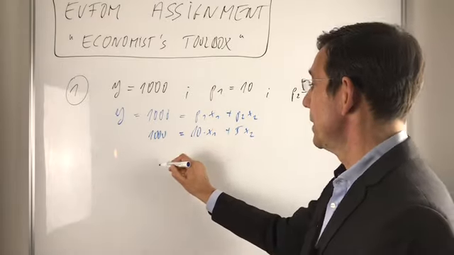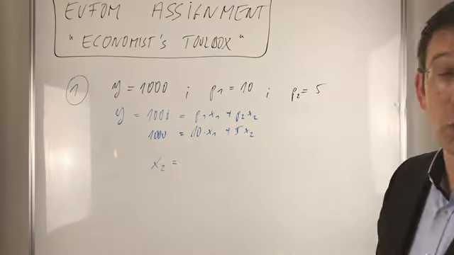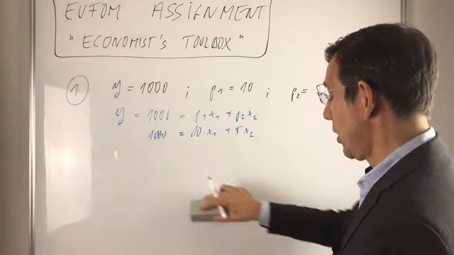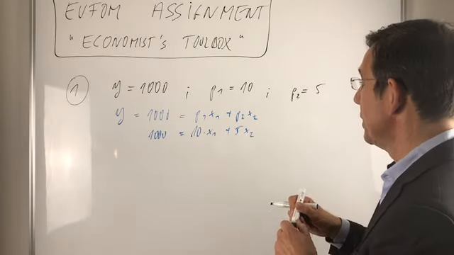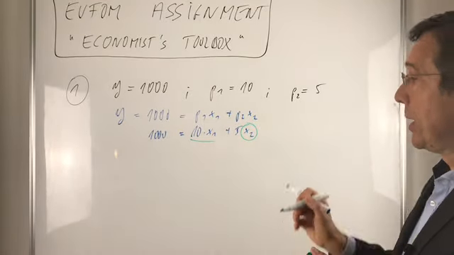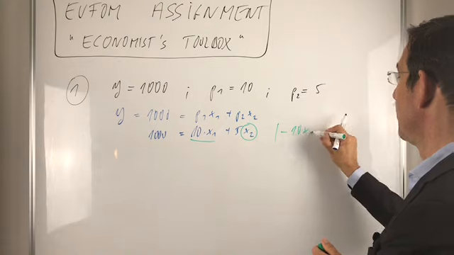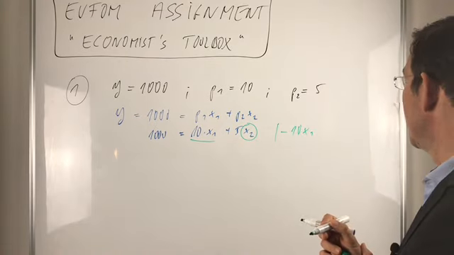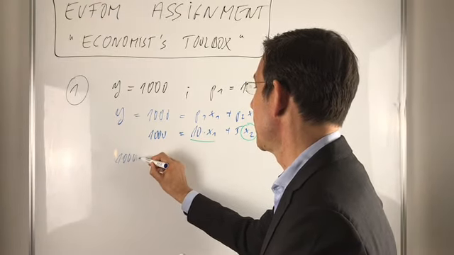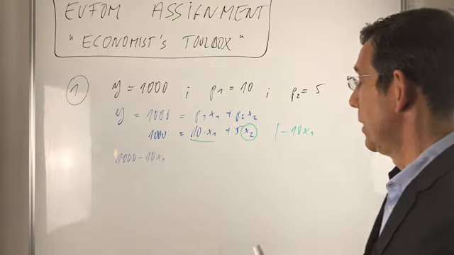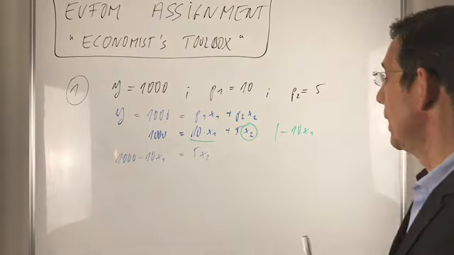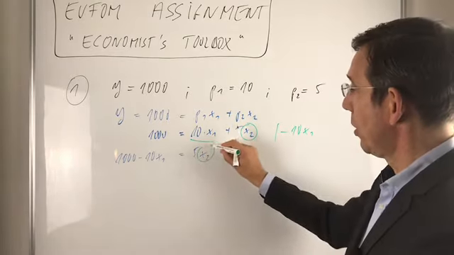The next step is that we want to see x2 on the left side of the equation. That's our target. How do we do that? Well, if you want to isolate x2, first we try to rearrange by subtracting 10 times x1, so that leads to 1,000 minus 10 x1 equals 5 x2. So we are pretty close to our target.